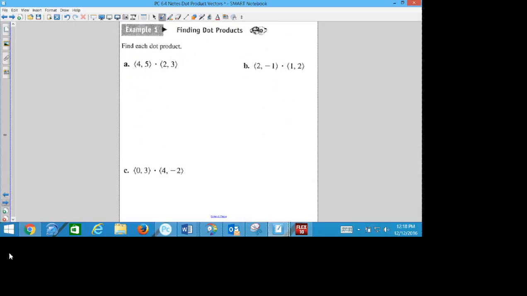So find each dot product. Question A, you're going to take 4 times 2 plus 5 times 3. So the dot product for question A is 23. Notice that that is not a vector. That is called a scalar. It's one number, it's a scalar. That is not a vector. So you try B and C.